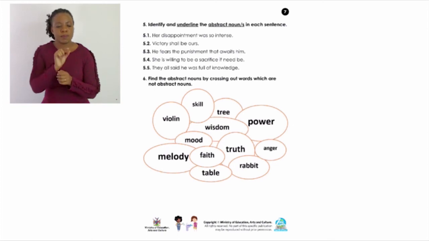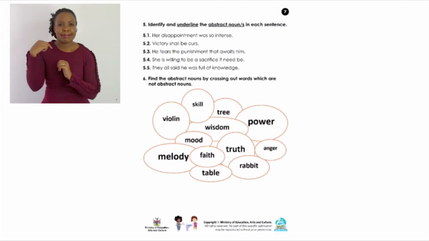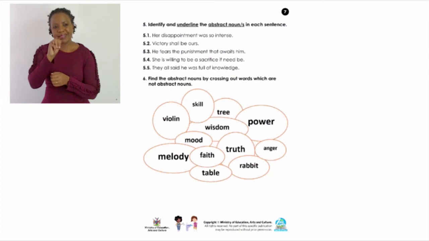Identify and underline the abstract noun or nouns in each sentence. Number 1, her disappointment was so intense. Our abstract noun there is disappointment. So you'd underline that and then do the rest.